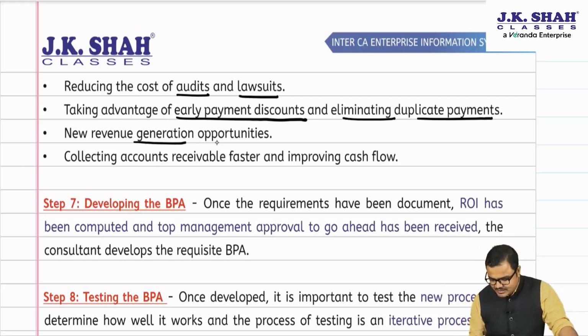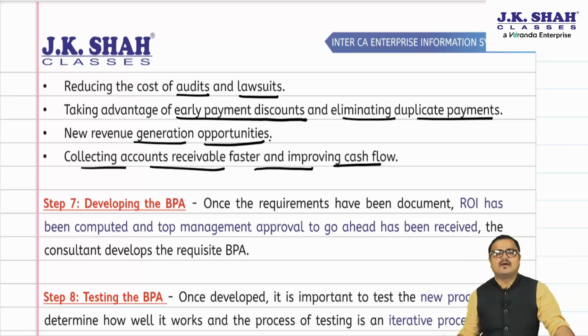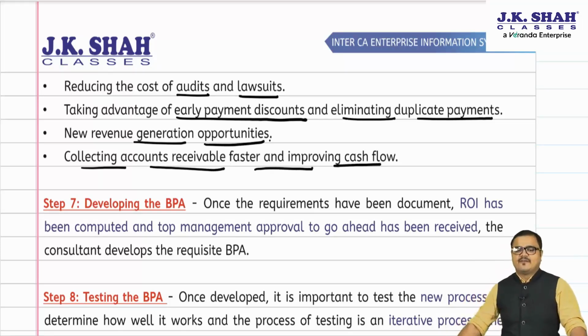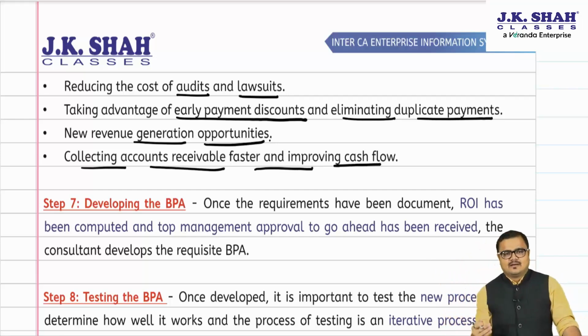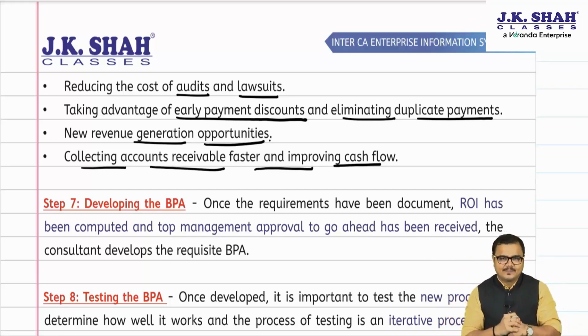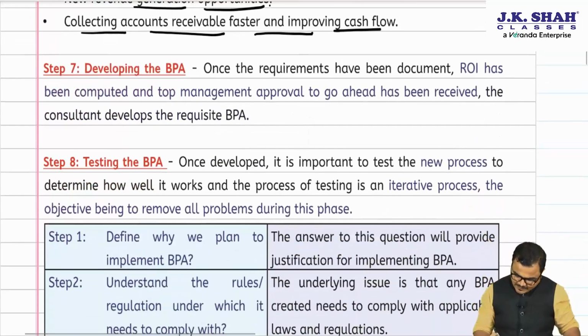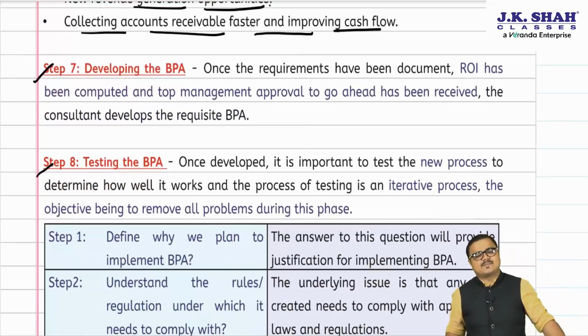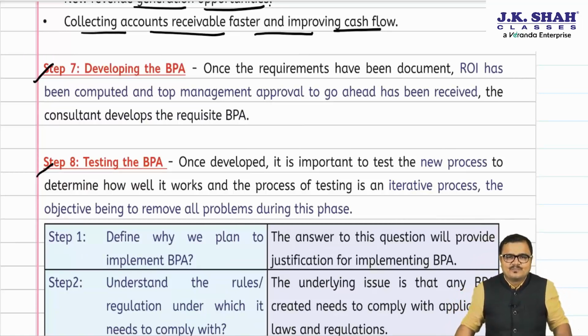Further, new revenue generation opportunities and collecting the accounts receivable faster, that will improve our cash flow, because as you know, if we collect the money from our debtors on a timely basis, we will be able to serve our creditors also on time, and that is one of the very important functions in business. Am I right? Yes sir. Further developing and then testing. These are the 8 steps. I hope it's clear to you.